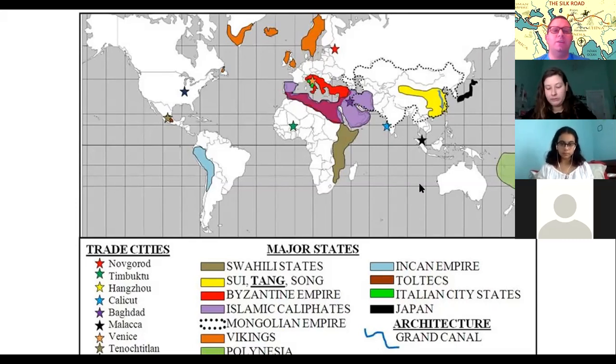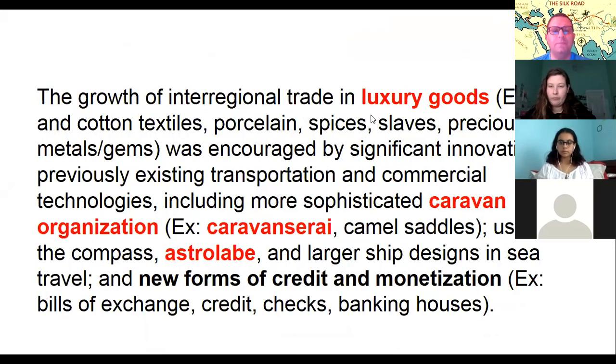So these are your major trading empires that are happening at this time. This is all Silk Roads over here. The Incas traded, but they didn't really trade long distance, okay? They traded some with empires up north, but they certainly didn't trade with the Asians or the Europeans, okay?